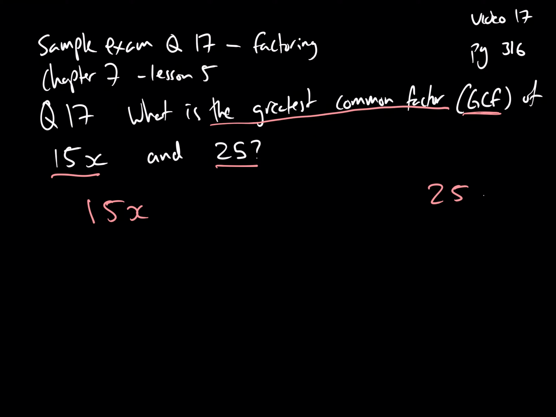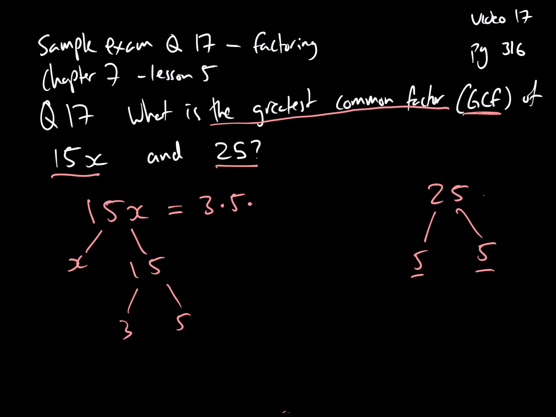Okay, let's do the tree system that we did before and find what the factors of these numbers are. 25 is really easy. It's 5 times 5. And because these are both primes, you can't factor it anymore. 15 is 15x, not 15. So the first thing we do is take x out, and then we have 15 left. And then 15 is 3 times 5. So 15x is equal to 3 times 5 times x, and 25 equals 5 times 5.